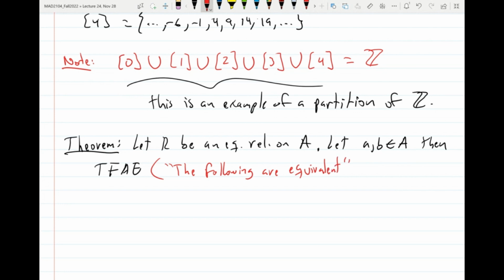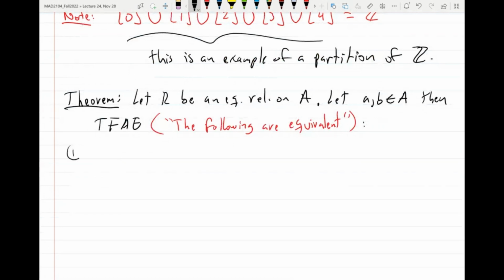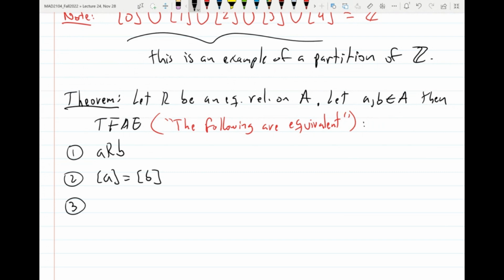So I'm going to give you three statements, and the three statements mean exactly the same thing. Number one, a is related to b. Number two, the class of a equals the class of b. Number three, the class of a intersected with the class of b is not empty. So that means that any of these three statements mean exactly the same thing. They each imply each other.